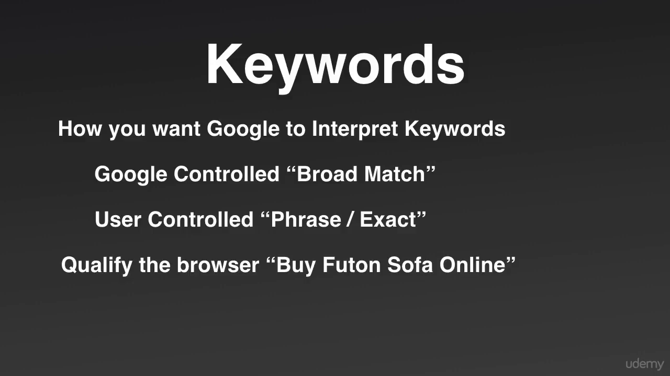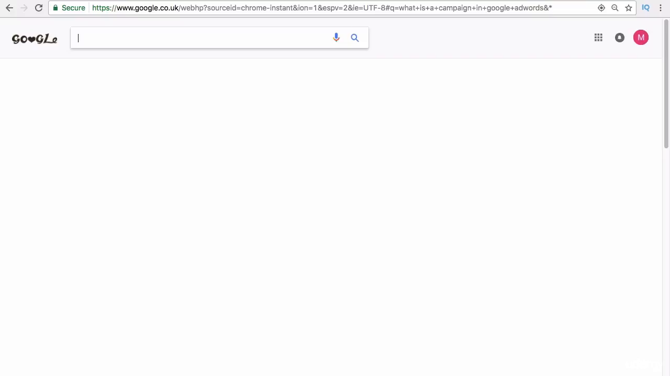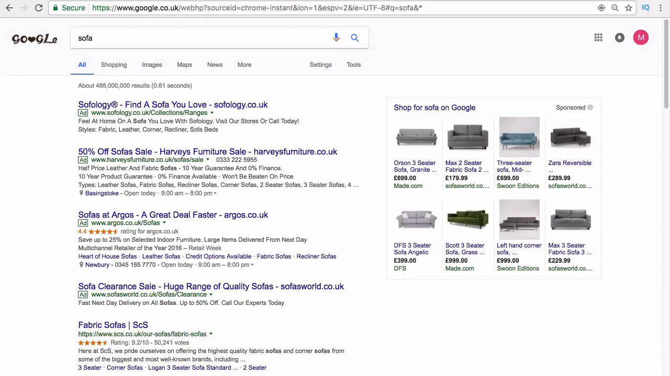So keywords essentially qualify the browser, okay? Do you want to get a browser who could be looking for anything, or do you want to get a browser who is looking to actually buy a specific thing? Now, if you're selling a futon sofa, but your keyword is sofa, that browser could be looking for anything. If you use buy futon sofa online, this is more likely to capture a buyer than just an average browser of sofas. So for instance, let's try sofa and see what comes up.